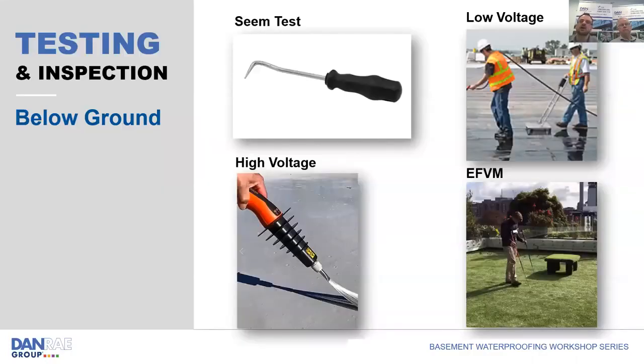Other testing methods available, you've got seam testing, high voltage testing, and EFEM, and low voltage, generally not so much on basements, but you can test if you've got a conductive medium like on the wall. But generally speaking, you would be doing a seam test if it was a sheet membrane, checking where the membranes have been welded. And you can also use high voltage if the wall is concrete as well.